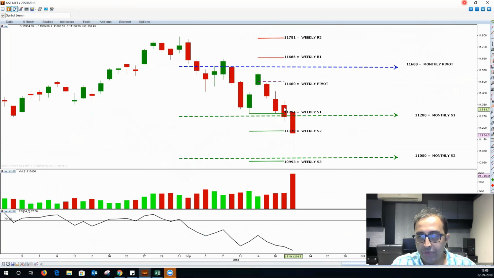And you can see here that the pullback last week went into the 11,000 zone, which was the monthly S2 and the weekly S3.